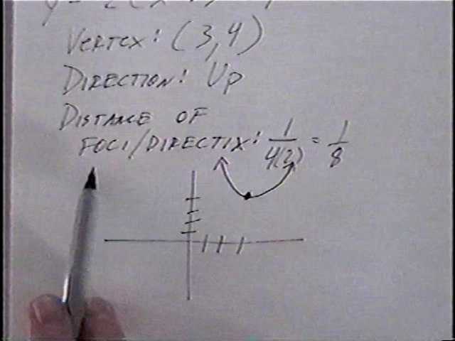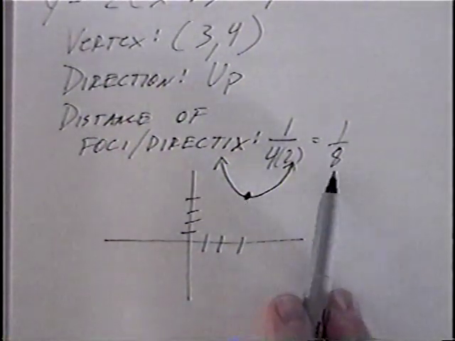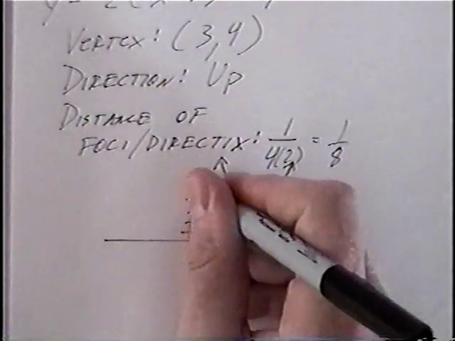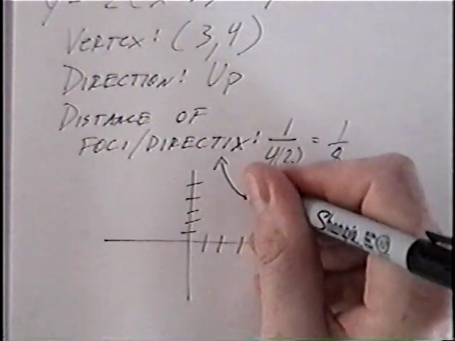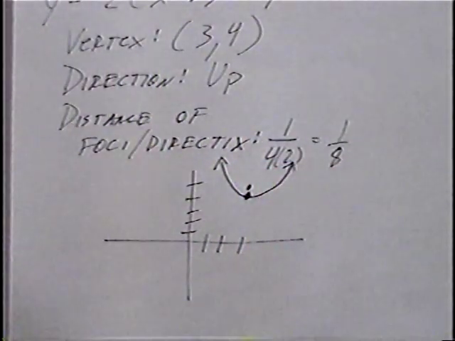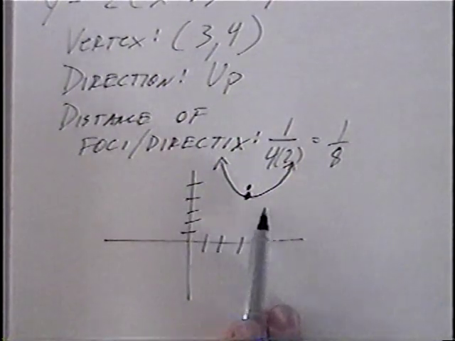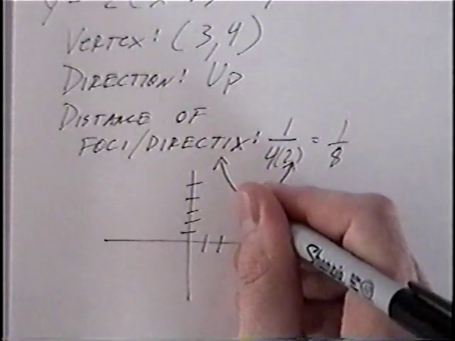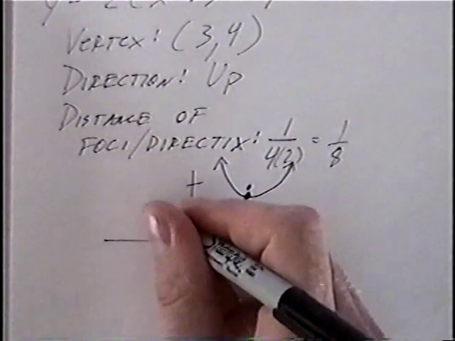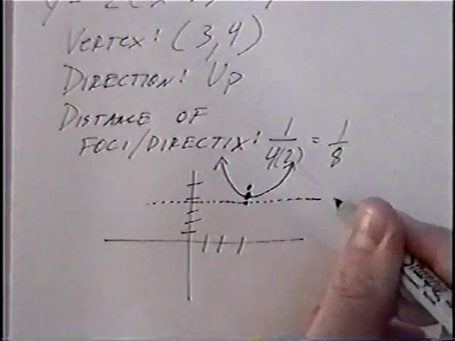For the foci and directrix, the foci is a point inside the parabola. 1/8 means from the vertex we'll go up the fraction 1/8 and put a single point. For the directrix, it's a dashed line underneath the parabola or outside. And again, this distance would be 1/8 down. And we'll draw a dashed line 1/8 down from the parabola.